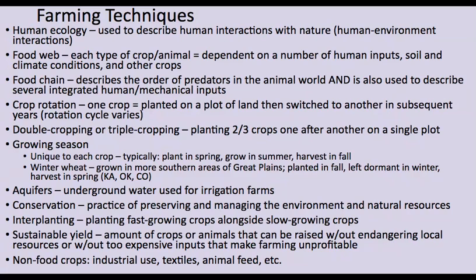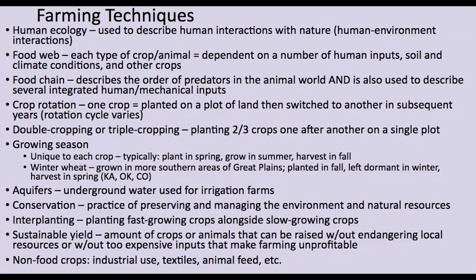The food web overall. Food chain. You guys know how this works. Food chain is obviously a scientific term, biology-wise, that describes the order of predators in the animal world, and is also used to describe several integrated human mechanical inputs. So the food chain has changed a little bit because we have inserted ourselves into that process and manipulated it. Crop rotation, talked about earlier, is where you take one crop, plant it in a plot of land, and then you switch it for a different one.